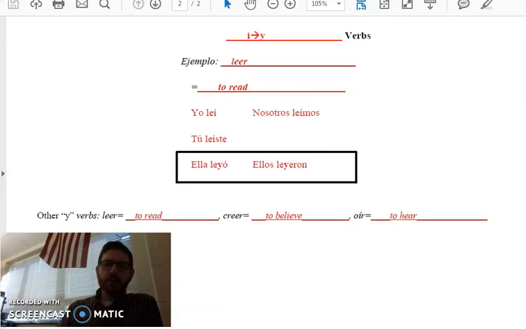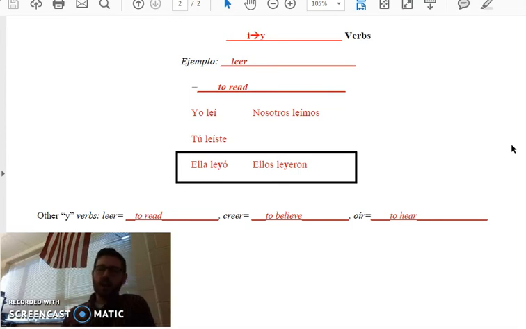And then the final type of verb that I want to take a look at is I to Y verbs. An example of this would be leer, which means to read. So typically what you would do again is drop the ER and add the ER/IR verb endings. So yo leí, tú leíste, nosotros leímos. But if you were to conjugate it normally for ella, you would drop the ER and add I-O with an accent. But what's going to happen is that I is going to change to a Y, as you see there. Ella leyó.